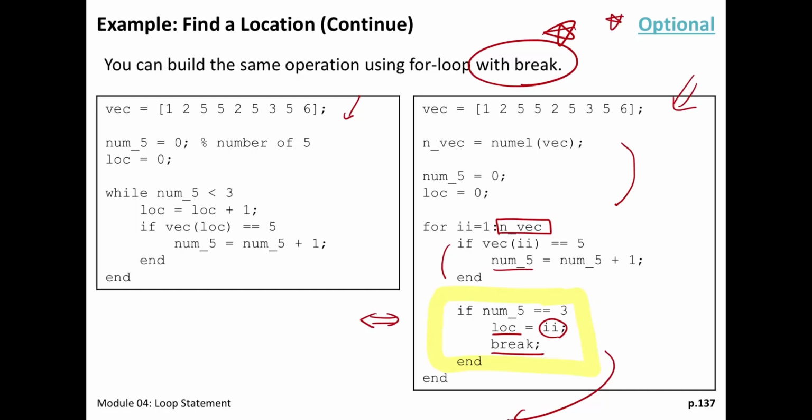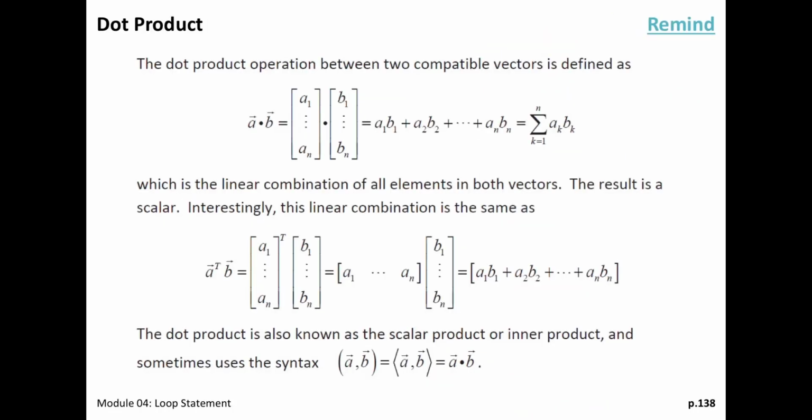Make sense? Okay, good. This is the last topic in this module. I'll give you a hint for the next two modules. Do you remember the dot product? This dot operation between two vectors is basically element-wise multiplication and summation of those values. Let's see how to write a script to perform this dot operation.